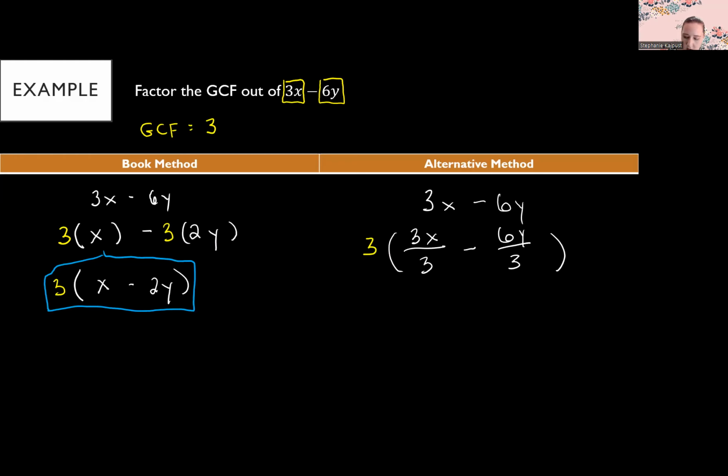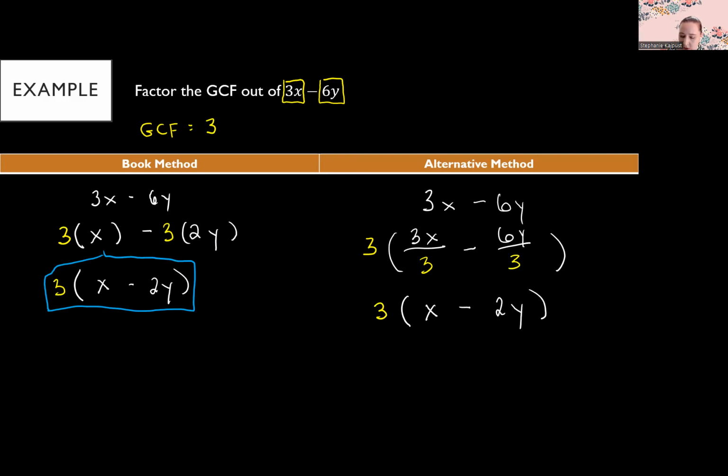So I have the 3 in front and the 3 in back, so they kind of cancel out eventually. You know, they're equivalent. But I'm basically just dividing what I have by my GCF. And so then I simplify, so I do that division. So I have 3 in front, and then 3x divided by 3. So 3 divided by 3 is 1, and then I'm left with just the x, minus 6 divided by 3 is 2, and then I have y. So you get the same answer, and you're basically doing the same thing.